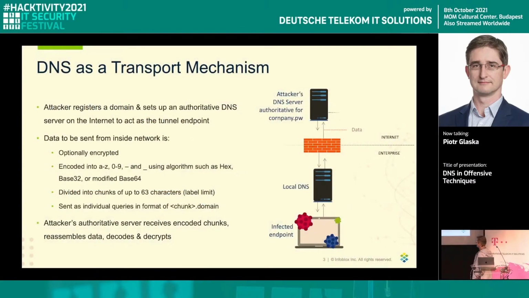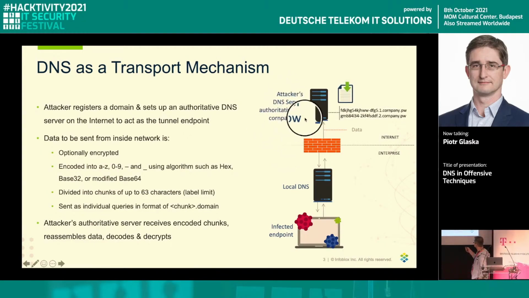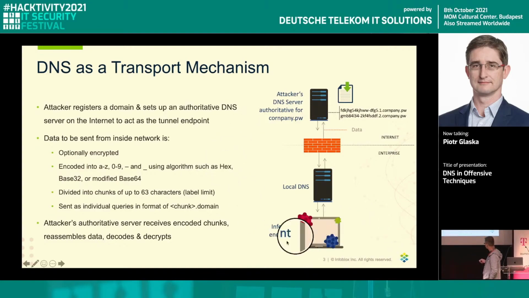High-level overview of this technique, very simple. The attacker needs to first register some domain name, such as, for example, company.pw, and set up DNS servers which are authoritative for this domain name. Then, from the infected host, which doesn't have to be an endpoint, right? It could be a server, virtual machine, instance in public cloud, a printer, IoT device, whatever. Infected host.